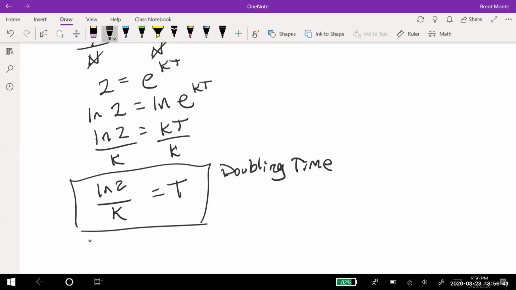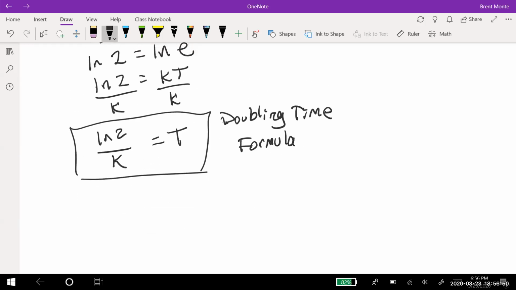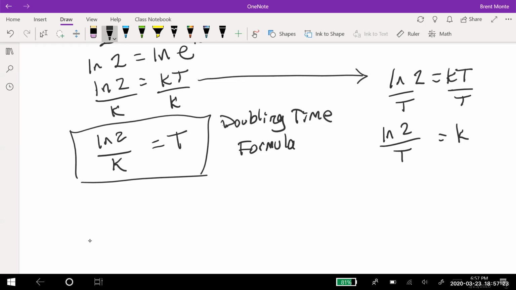Doubling time formula. Notice what we could do over here, we had this ln of 2 was equal to kt. If I wanted to figure out what k value, what growth rate I need to double in a certain amount of time, say I already knew the time and I said, hey, I want it to double in 5 years. What rate do I need? Well, I can take the same thing except divide by t. Now I have k is equal to ln of 2 divided by t.